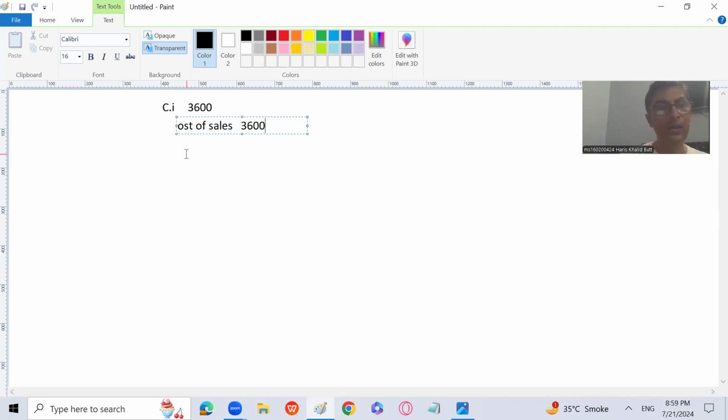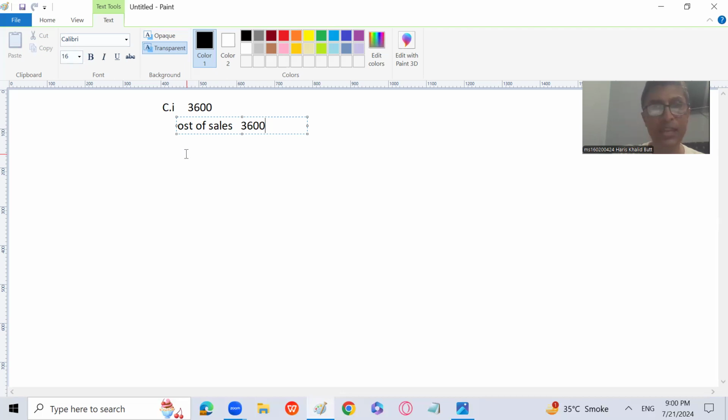Cost of sales, when inventory is undervalued, it means that closing inventory, which is subtracted when calculating cost of sales, is less than its actual amount. When it is less than its actual amount and it is subtracted, cost of sales will be higher because you have recorded inventory less than its actual amount. The closing inventory will be recorded undervalued. That's why cost of sale will be overvalued by 3,600.